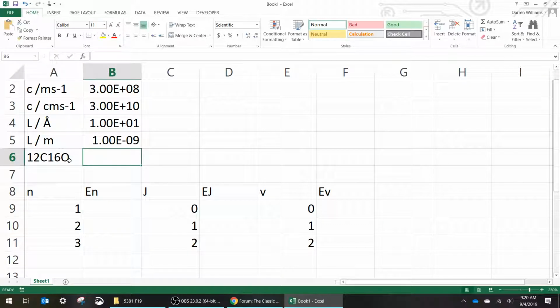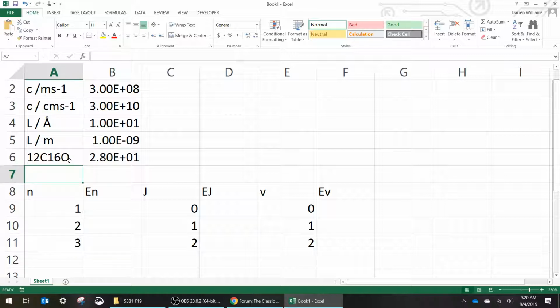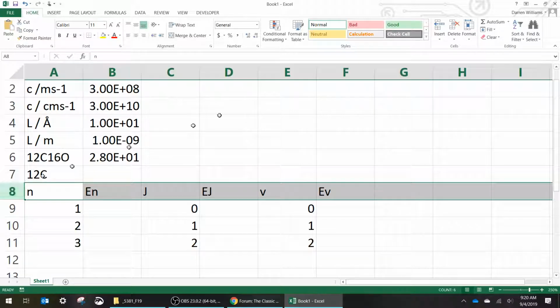For the purposes of our class and just being quick, let's just call carbon 12 and oxygen 16. So instead of decimal places, let's just do that. So 28 is the mass total. I'm just putting a lot of my constants up top. It'll help me when I do the formulas.